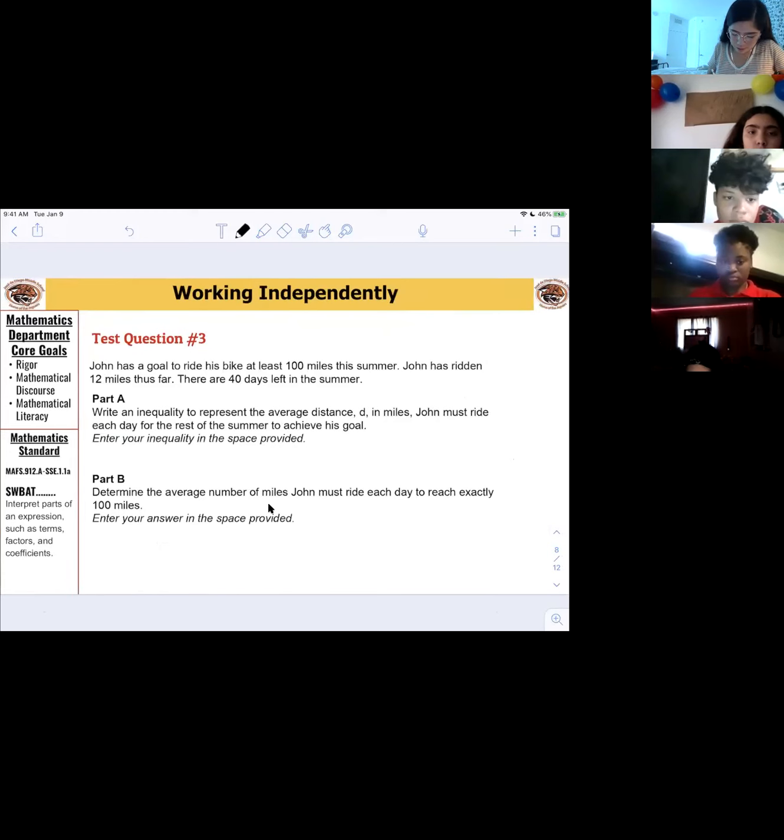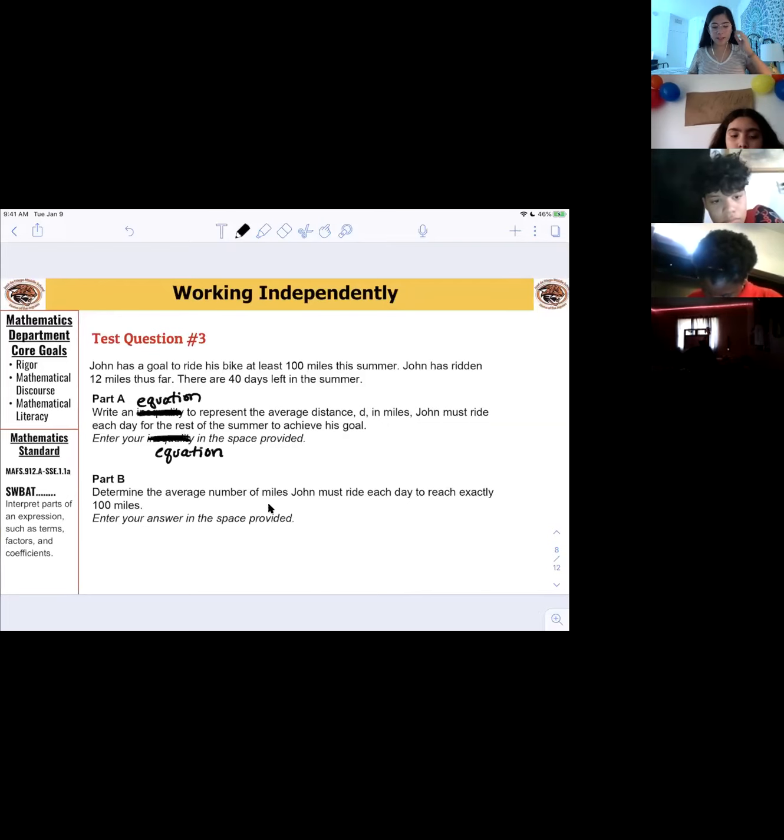All right. So this one, I just want to change this to equation. We're writing an equation, not an inequality. All right. Who would like to read just the top, just before you get to part A, just the top? Me. All right, go ahead.